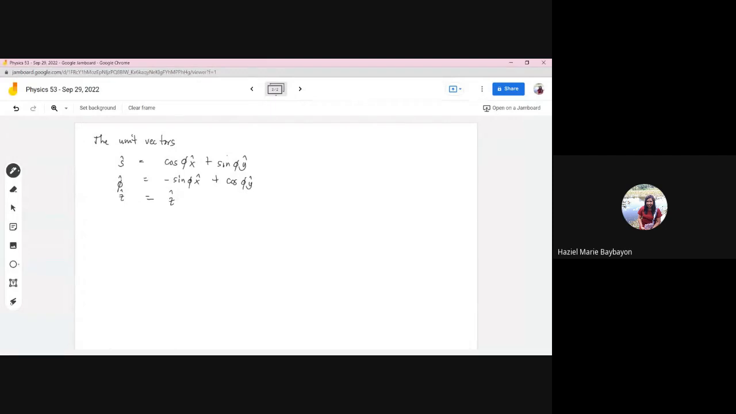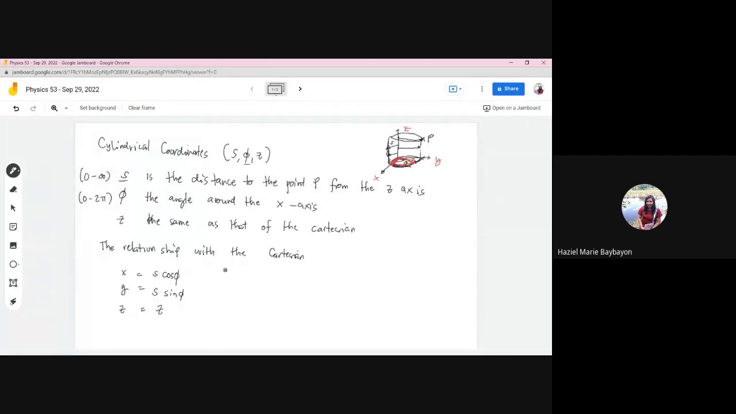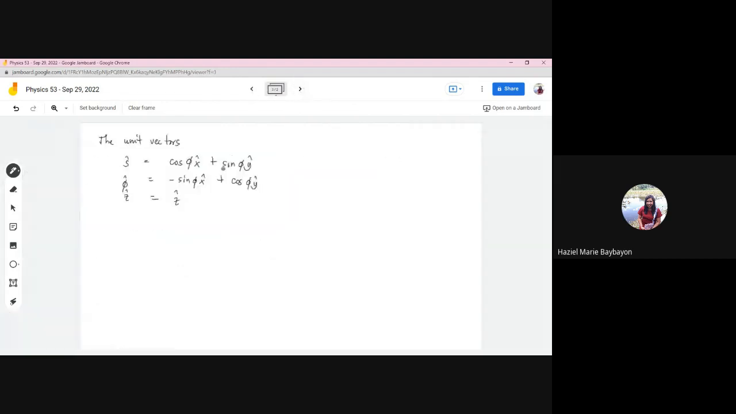Okay, now take note also that for these unit vectors, only z hat is constant. So si S hat class varies. Mag-vary siya with respect to the point. Depende sa point kung asa siya. And then phi hat also varies. So wala siya fixed nga direction.